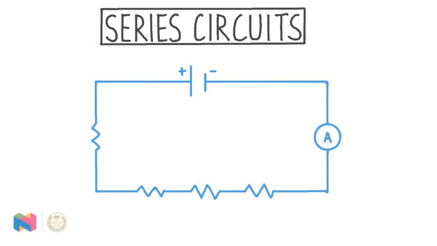In this video, we're talking about series circuits. These are electrical circuits where charge has only one path to follow as it moves through the circuit. It never splits up or divides across different branches, but rather it all moves within the same closed, continuous loop.